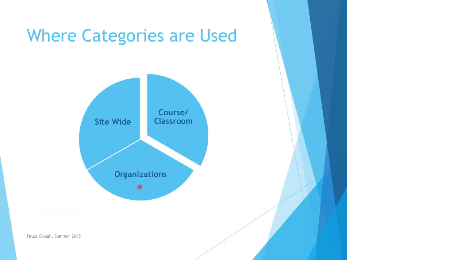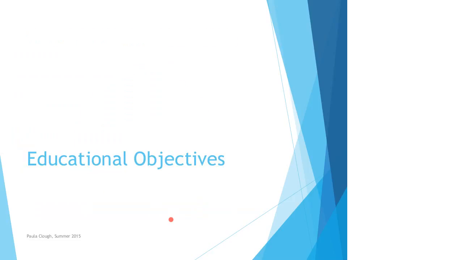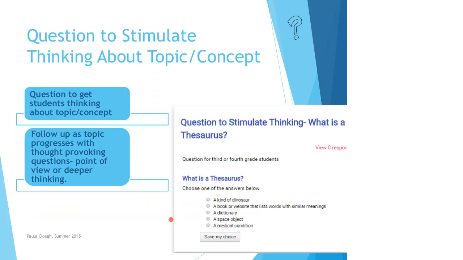This could be also athletic teams. Our honors organization had a page at Clark University when I worked there, and they used a lot of things there to help them do their job better. Educational objectives, we've kind of talked about stimulating, thinking about a topic. This could be something that you make up before the class and have the students take it either before or right when they get to class, just to get them thinking about what you might be learning about.